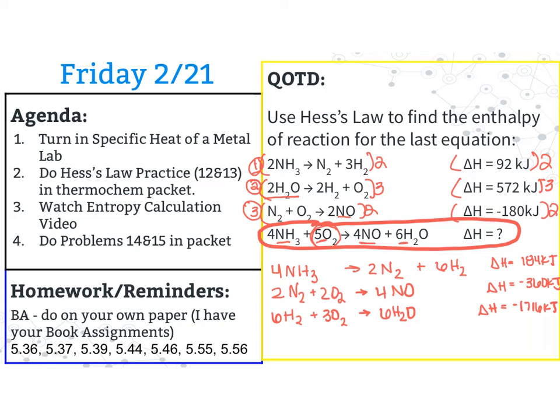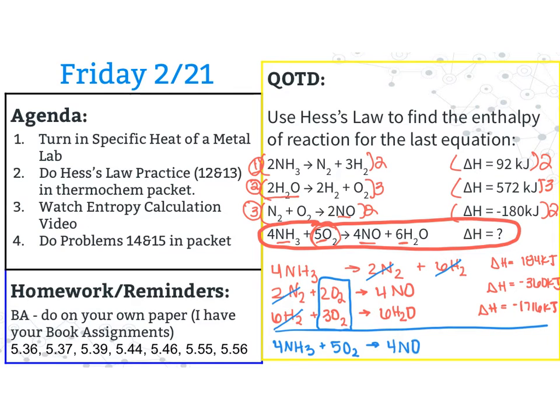Okay, so let's go in and make sure that everything cancels the way it should. So I see 2 N2s on the reactants, 2 in the products, good to go. 6 H2s in the reactant, 6 H2s in the product, good to go. Nothing else cancels, so now I'm going to bring it down. So I have 4 NH3s. I'm going to add together my oxygen. So 2 plus 3 gives me a total of 5 O2s. And then I have 4 NOs and 6 H2Os.